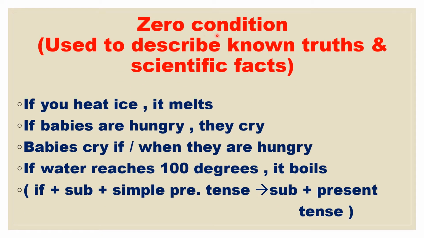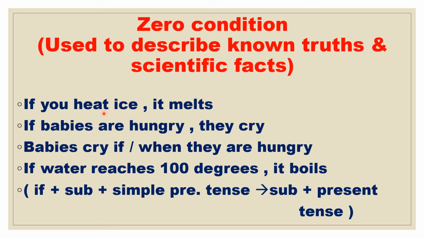Zero conditional. Zero conditional is used to talk about facts or situations which are always true. It is used to describe known truths and scientific facts. See the examples. If you heat ice, it melts. This sentence has two parts. If you heat ice is the subordinate clause or dependent clause or if clause. It melts is the main clause or independent clause.